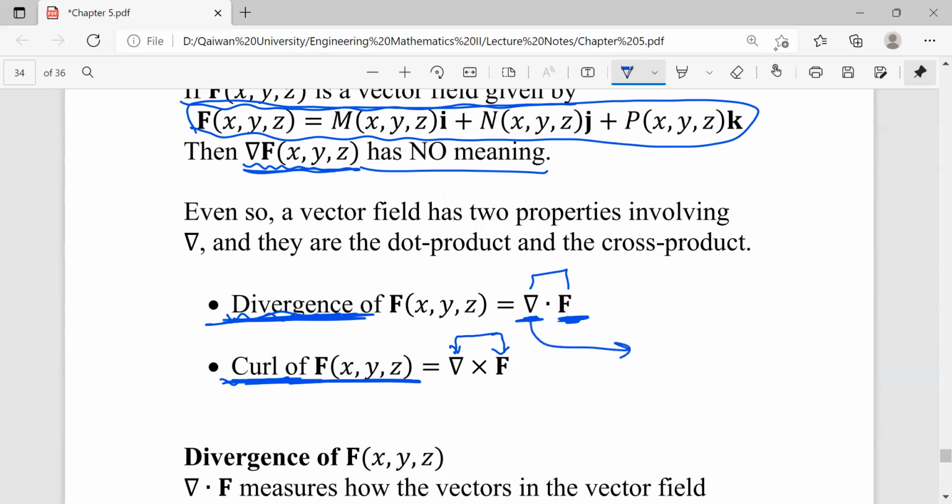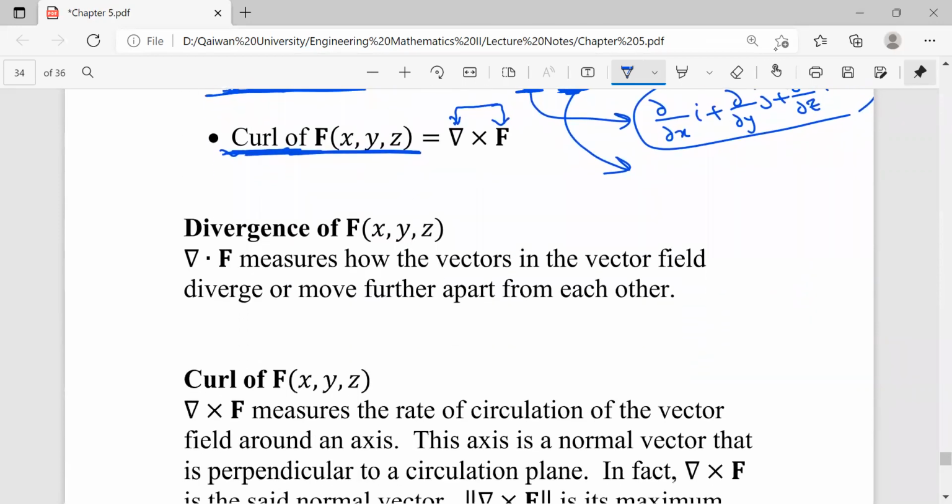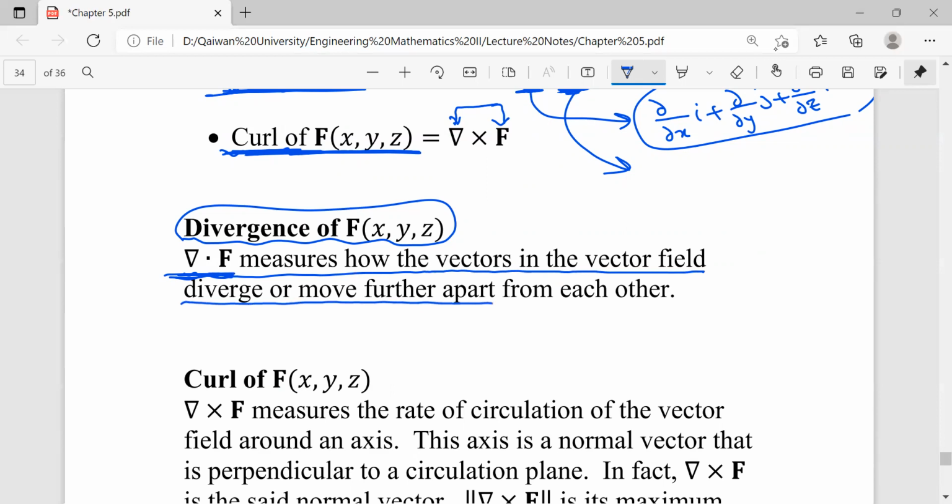In R3, del equals partial by partial x i plus partial by partial y j plus partial by partial z k. This is that operator, and F is a given vector field. The divergence of a vector field, which is the dot product of del and the vector field, measures how the vectors in the vector field diverge, or move further apart from each other.